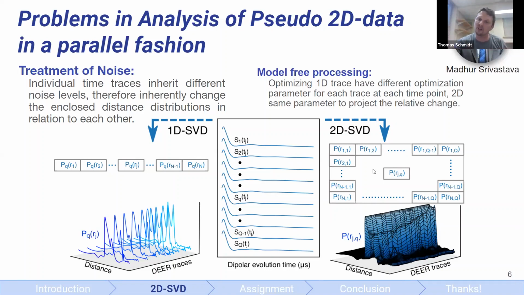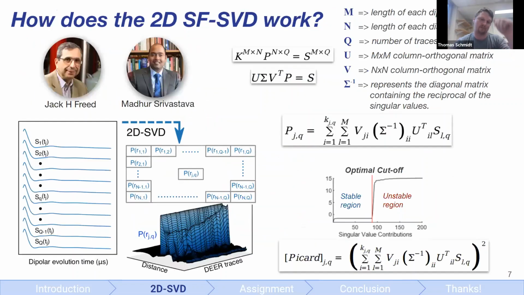So we get a nice little grid where, in one dimension, we have the time dimension, and in the other one, we have the trace dimension. And what we gain out of it will be a beautiful P of R, but now it's not an individual trace. They're all correlated as a stacked surface. We're actually getting a distance distribution surface out of that. And this is kind of neat.